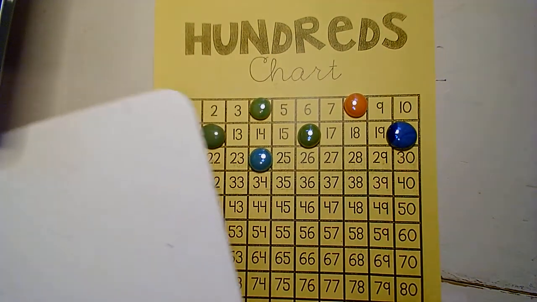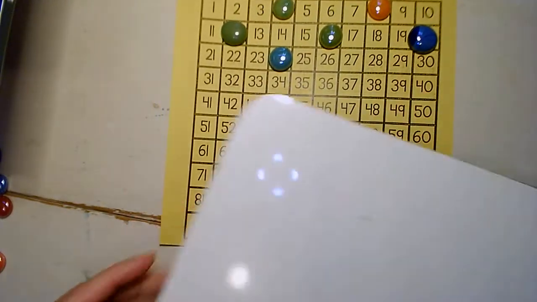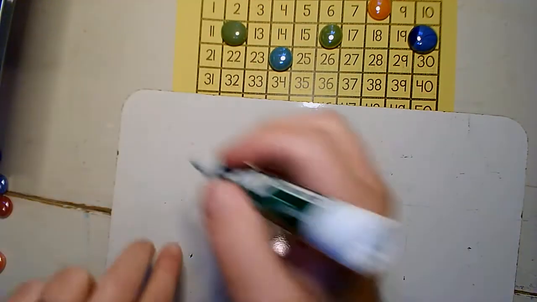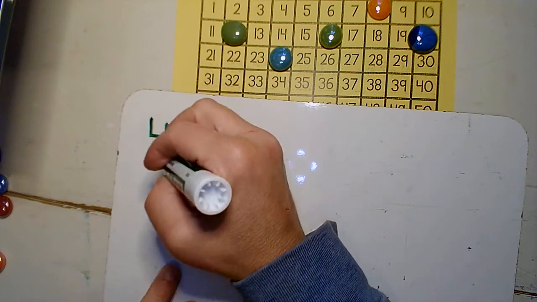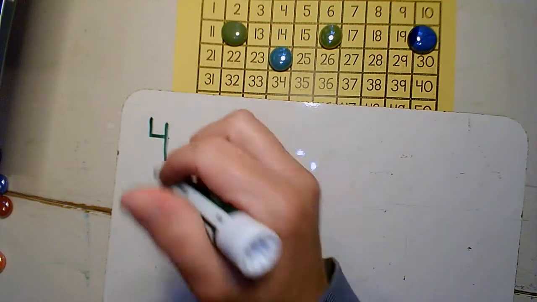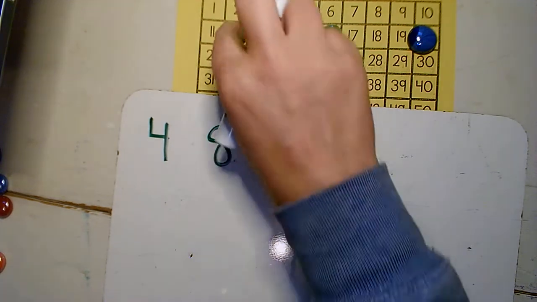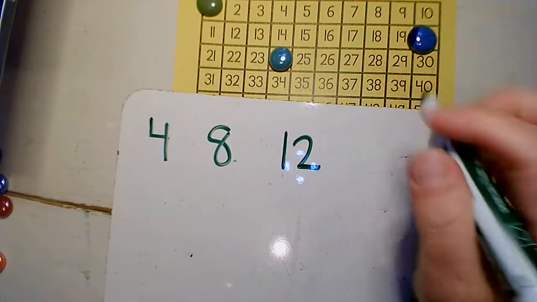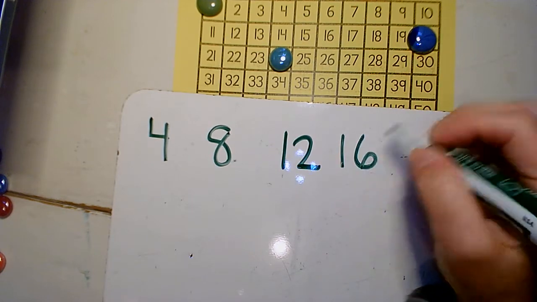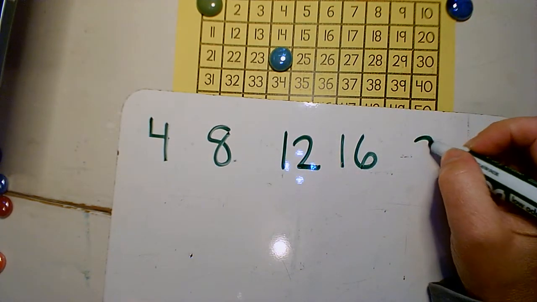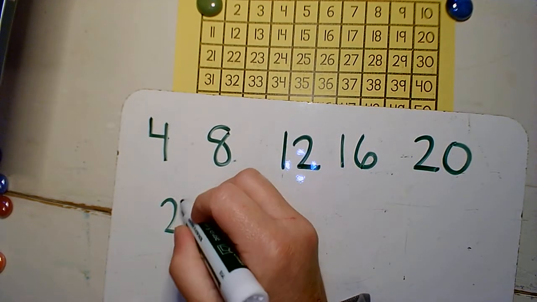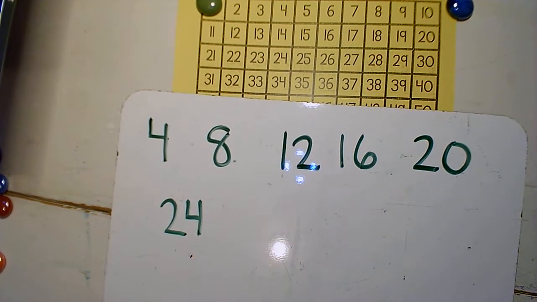So let's see. I'm going to move this up a little bit like this. And let's write down the numbers. 4 is the first one. What's the next one? 8. 12. 16. 20. 24.